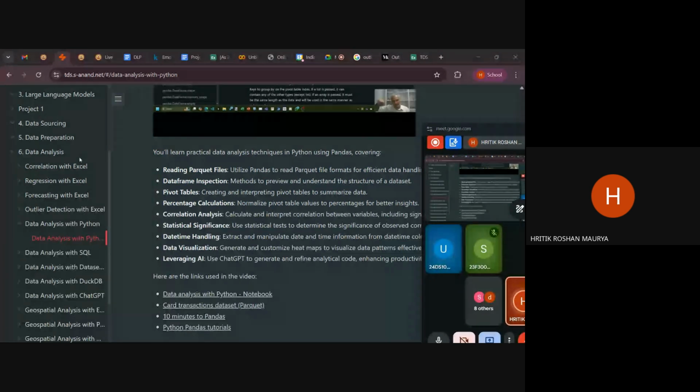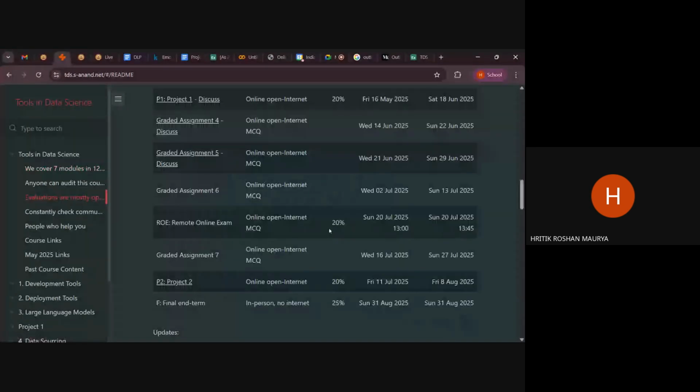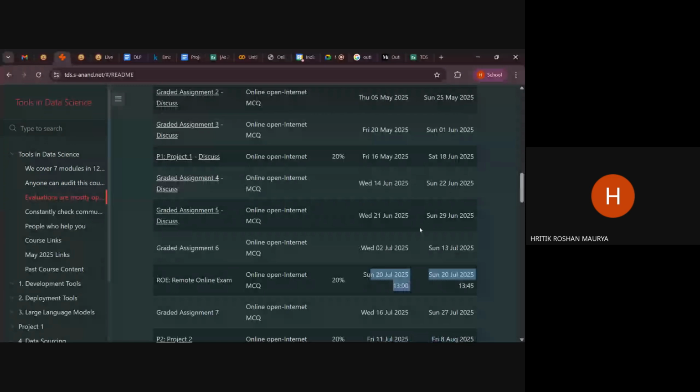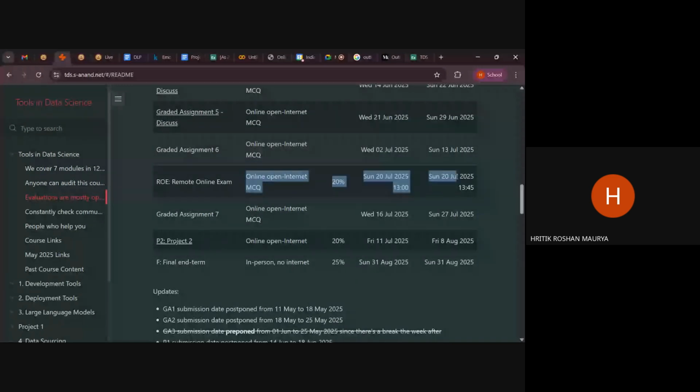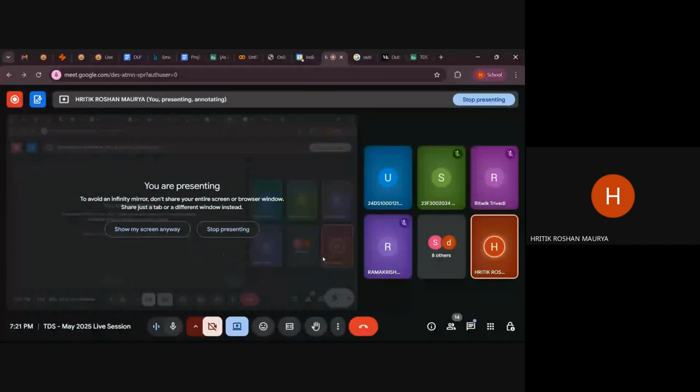I see. Okay, sir. So in Tools in Data Science, the date is 20 July. If you ask this question around the 14th or 15th, then we will be able to answer what topics you should prepare. Before that, I also have no idea what type of question might come. There might be a chance that the whole ROE is completely different from the GA itself. But in the previous term, the ROE was from the GA.